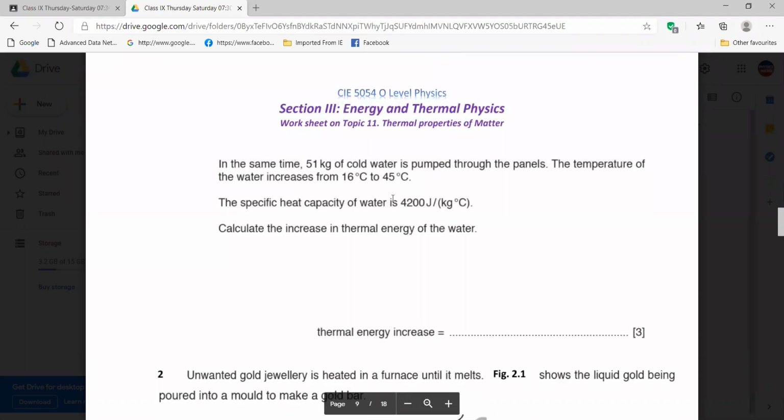Q equals MC del theta. Yes, that one. Please write it here. In B4 also write in your copy: Q equals MC del theta. Then put the values, get the answer. Tell me the answer. This time don't make a mistake, okay? This is a very simple one.